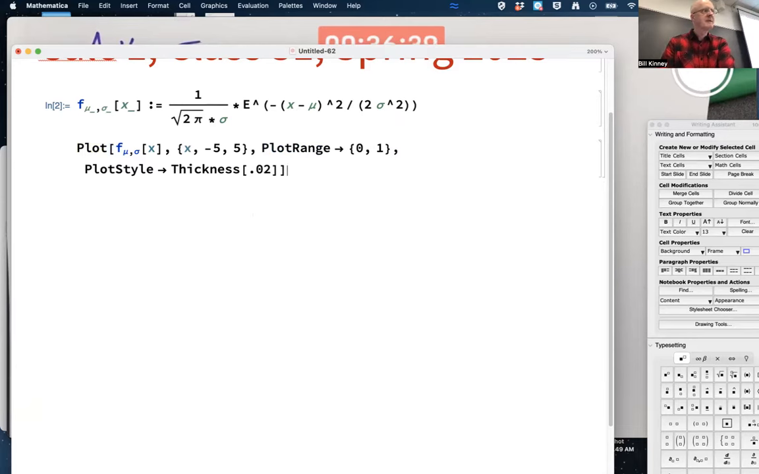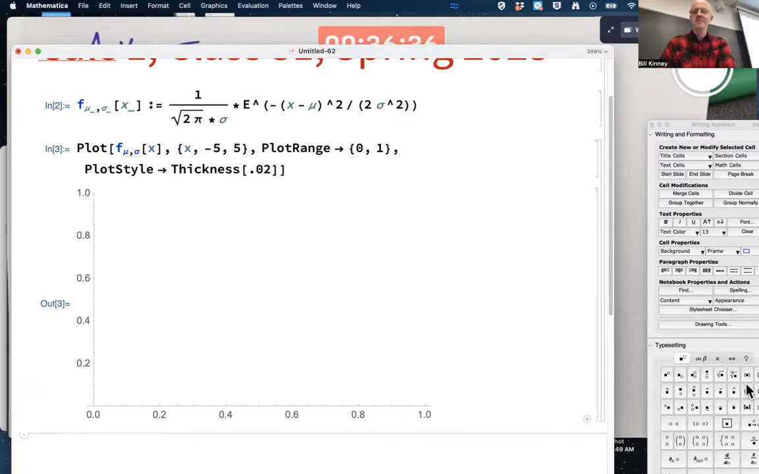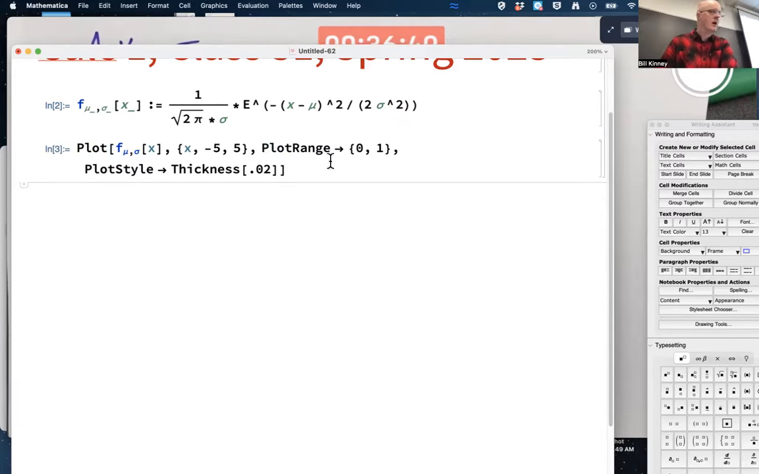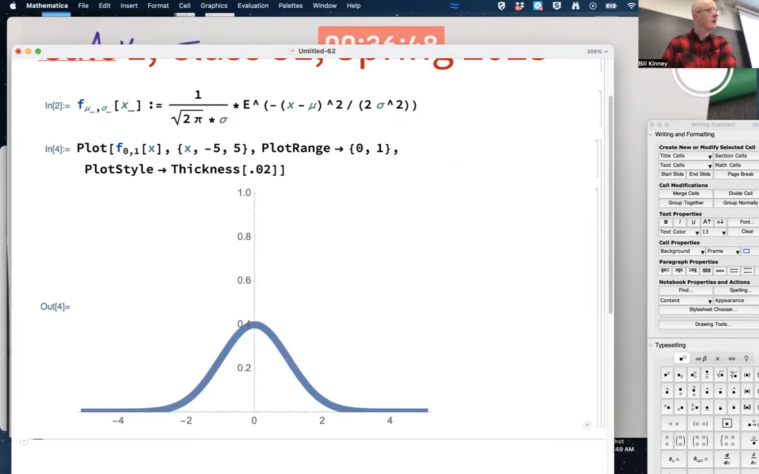But there is a problem with this as is, in that if I enter this, nothing's going to happen. Why did nothing happen? Because Mathematica says, hey, I don't know what mu and sigma are. So I could plug in numbers for mu and sigma. In fact, I could just do it right now, quick, like 0 and 1, for example. And then I would get a graph, maybe too thick. How about this? That's better.